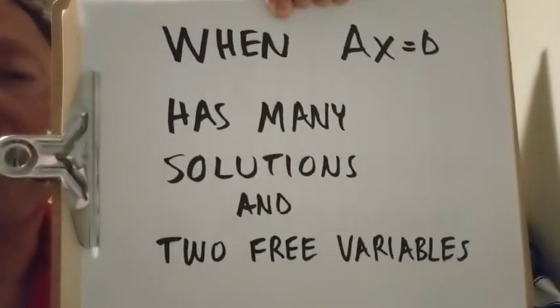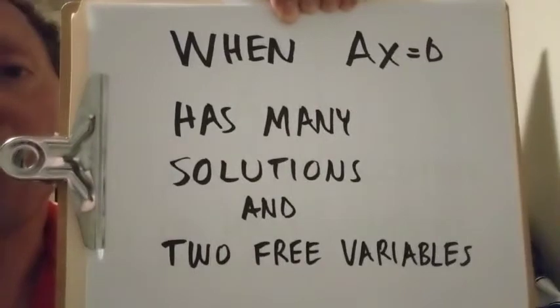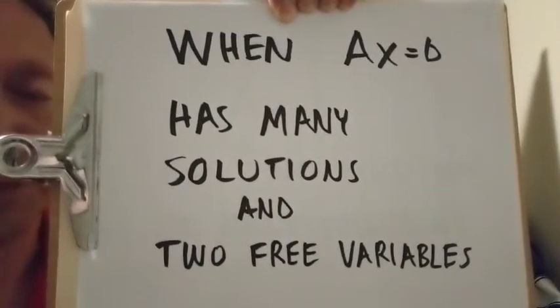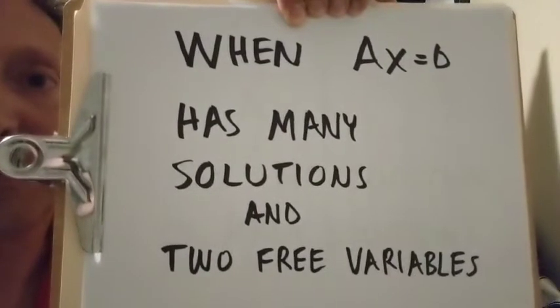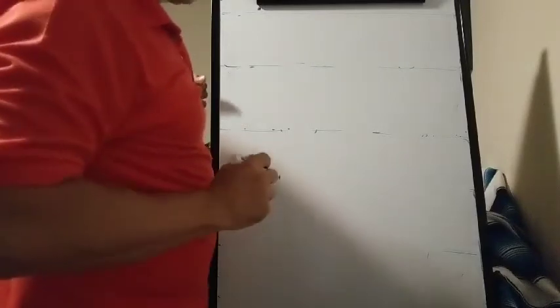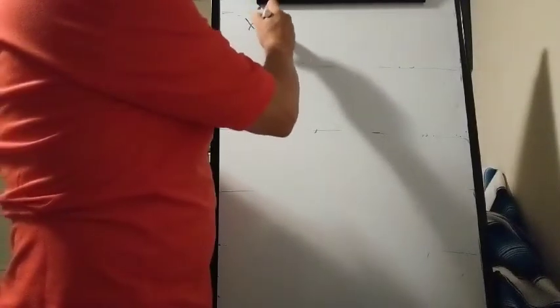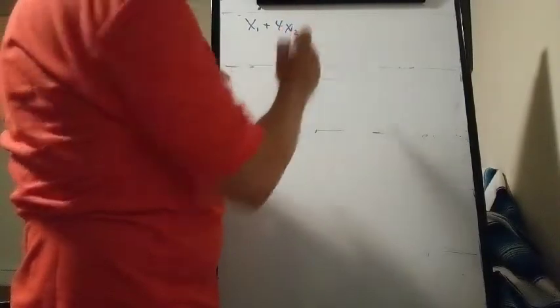The example that I did involving free variables before had one free variable. Now I want to do an example that has two free variables. Let's look at the system x1 plus 4x2.